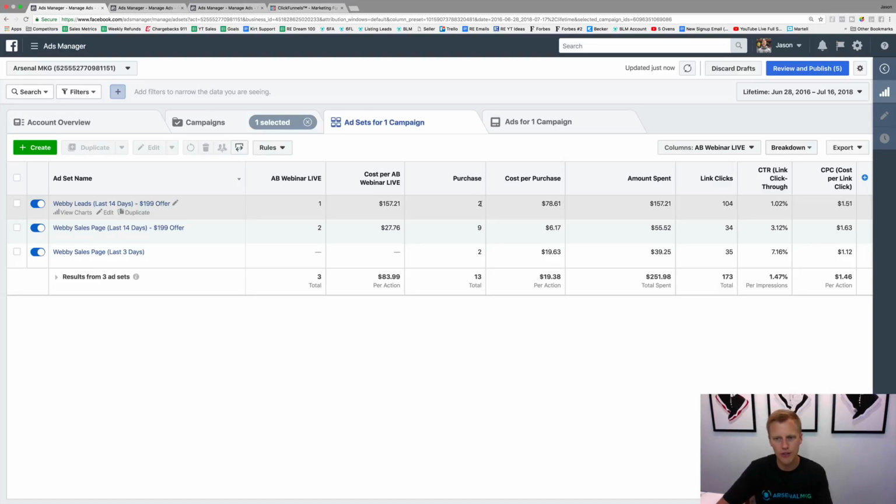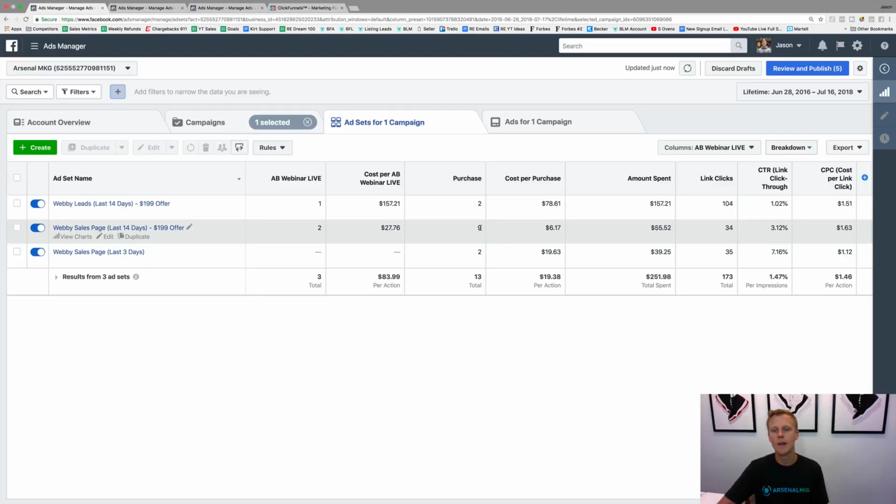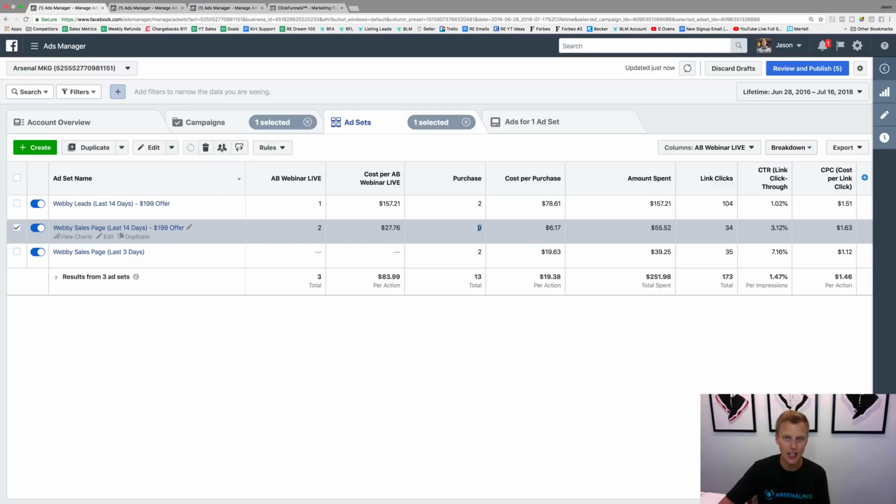So we've made basically $398, and we've spent $157 with a cost per purchase of $78. Now you look at this one, we have 9 purchases. Okay, 9 purchases at $199. That's like, what is that, $1,800? It costs us $6.17 per purchase, and we've spent a total of $55. So we spent a total of $55, and we've made $1,800 from this campaign right here.